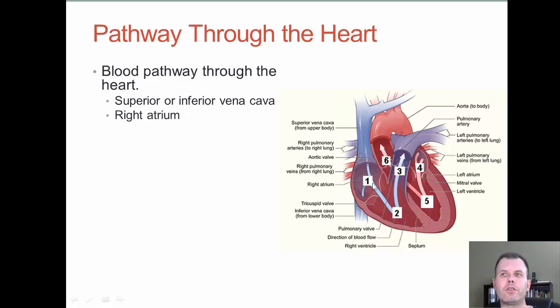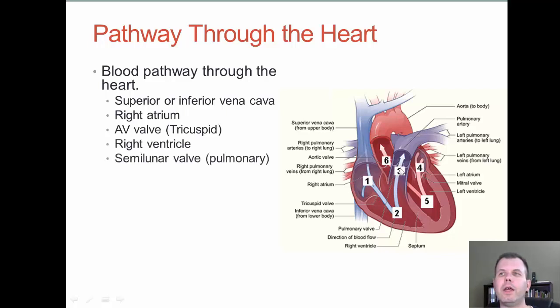The blood then travels through the AV valve, the tricuspid valve, into the right ventricle. And then once it goes into the right ventricle, it's going to pass through the semilunar valve, the pulmonary valve. It then leads out to the pulmonary arteries. Now these, even though they are blue, are still arteries because they're moving blood away from the heart. So that's an important thing. Arteries always move blood away. Veins always bring blood to. And so in this case, they're called the pulmonary arteries. And even though they're blue, these are the only blue arteries that you have. That's because it's moving the blood from the right ventricle to the lungs.